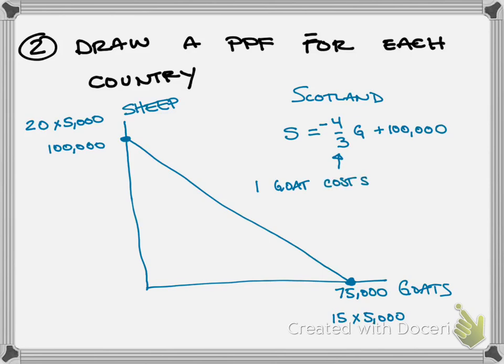So what's nice about this is the slope here will tell me that one goat costs 4/3 sheep. That's the point of the slope, is that as I move over by one goat, it's going to cost me 4/3 sheep. And so that's one reason to draw out the equation, is because it's very easy to identify the cost of a goat, or the good on the x-axis, by simply looking at the slope.